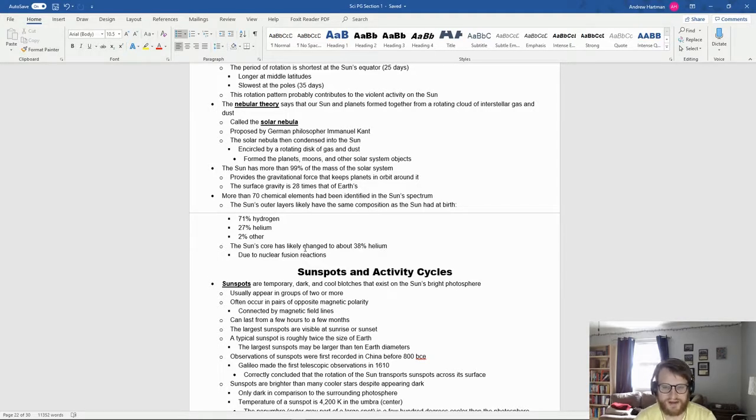70 chemical elements have been identified in the sun's spectrum, which we talked about in the emission and absorption spectrum section. The sun's outer layers likely have the same composition that the sun had at birth, which is about 71% hydrogen, 27% helium, and 2% other stuff, I believe, like lithium and beryllium. But over time, due to nuclear fusion, the sun's core has likely changed a lot of that hydrogen into helium, to about 38% helium.